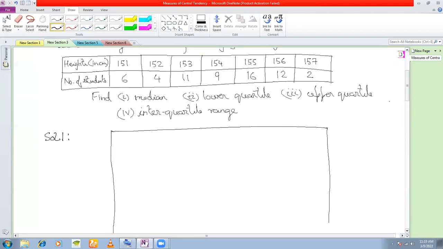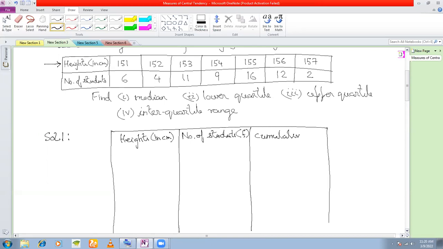Okay, the first column will be for the variable whose median you need to calculate. This is the variable heights. So the first column is for heights, whose median you need to calculate in centimeters. Next column should be for number of students, or frequency. This is F. And the third column is for cumulative frequency, CF.